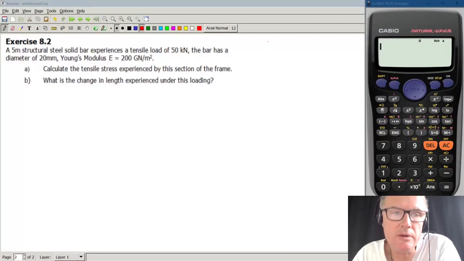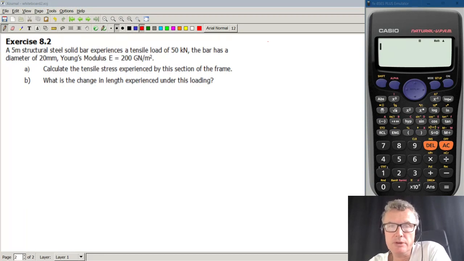Okay, so let's have a look at the solution for 8.2. A structural steel solid bar experiences a tensile load of 50 kilonewtons. The bar has a diameter, so it's again a circular bar, of 20 millimeters. Young's modulus is 200 gigapascals. Calculate the tensile stress experienced in the bar and the change in length under this condition.